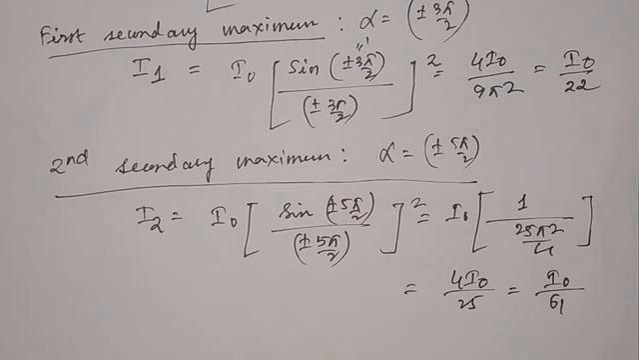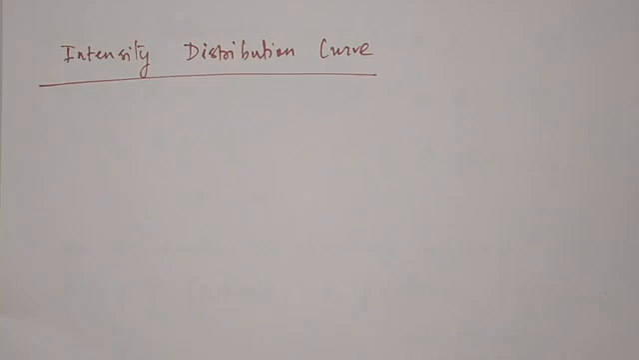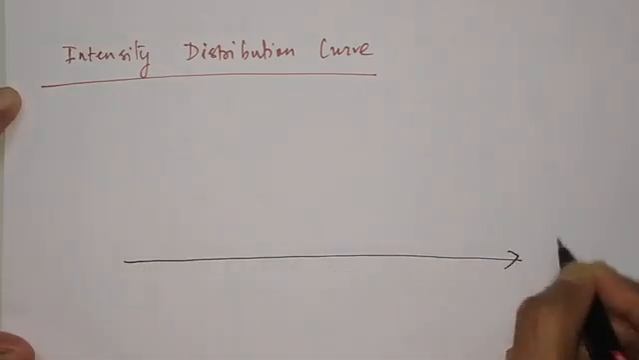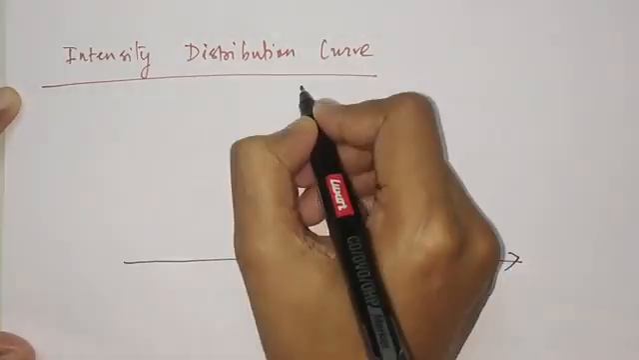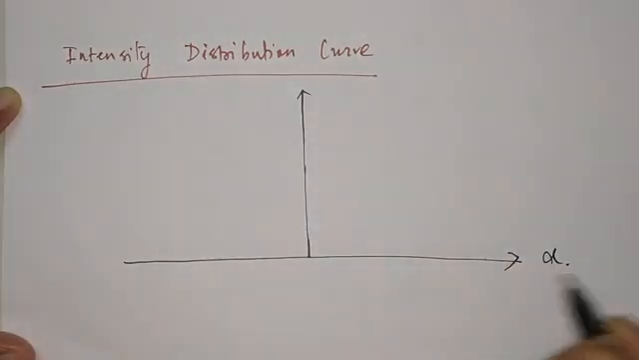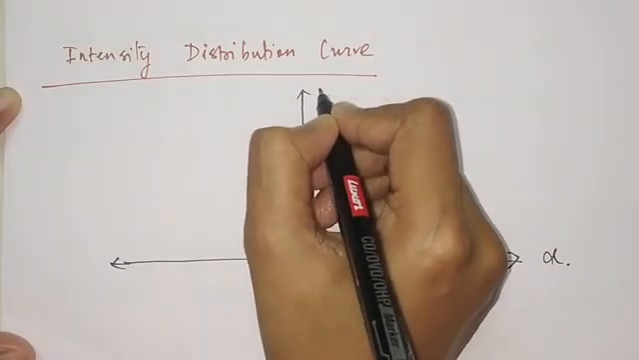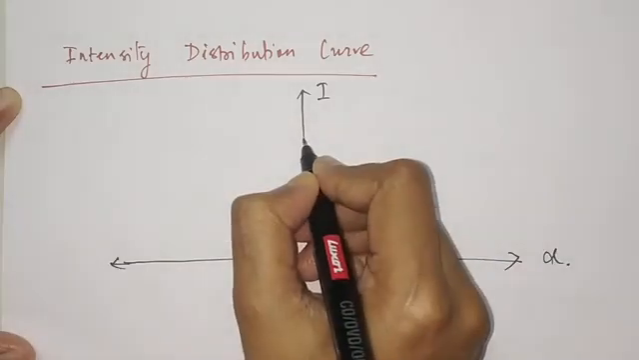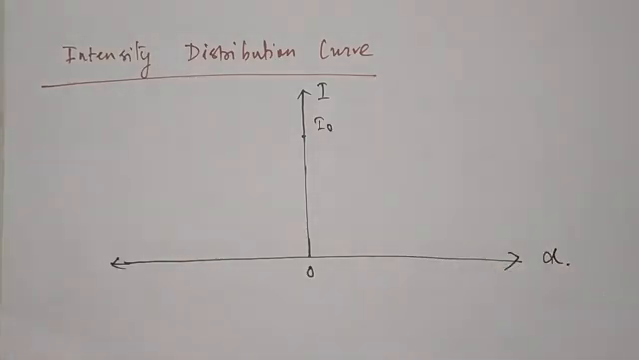Now if we draw the intensity distribution curve for the diffraction pattern for the single slit, what will be the nature of this curve? Suppose this is our y-axis. Along the x-axis we plot alpha, and along the y-axis we plot the intensity. At alpha equals 0 we get the central maximum, the principal maximum. Suppose it is the highest maximum, and suppose this is I0.